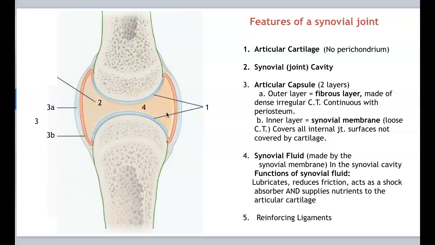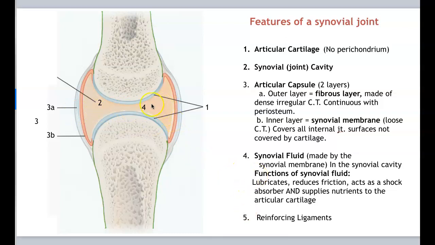Now, synovial fluid looks just like the whites of an egg. If you have a raw egg, the white part of that raw egg is what synovial fluid looks like, and that's why they call this synovial, because that's what the white part of an egg is called.